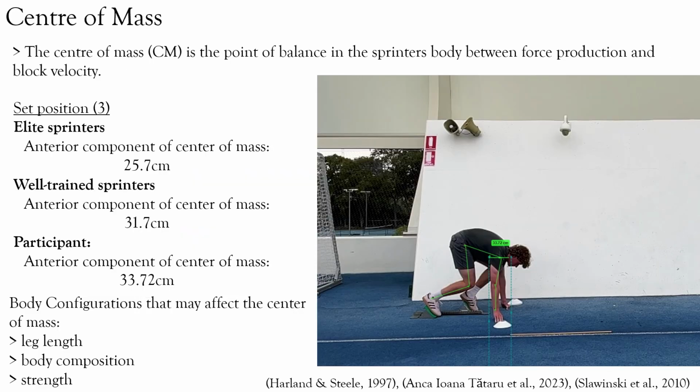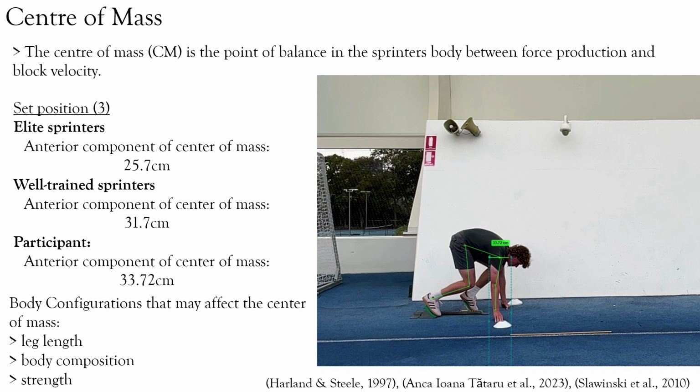Another critical feature identified in the block start was the athlete's center of mass when in the set position. The center of mass is the point of balance in the sprinter's body between force production and block velocity. In the set position, the athlete's center of mass is adjusted by their anthropometric features, motor abilities, and strength, all of which can optimize overall performance. Aiming to position the center of mass as close to the start line enhances force application and the ability to produce explosive ground reaction forces.